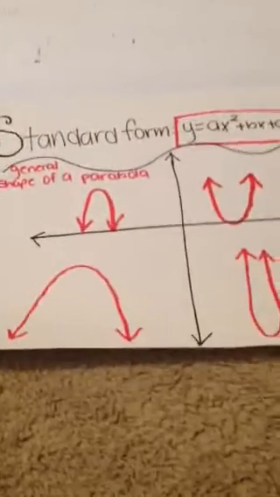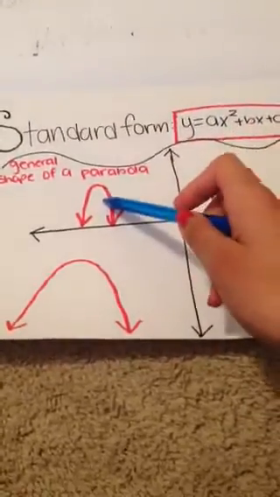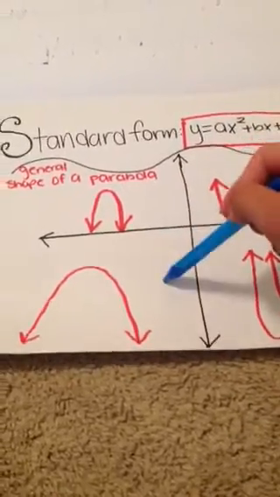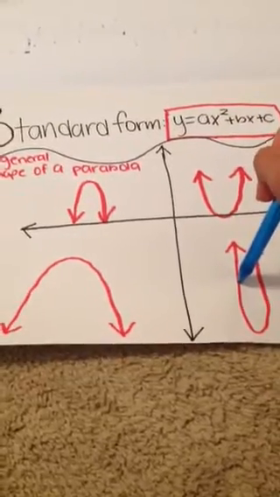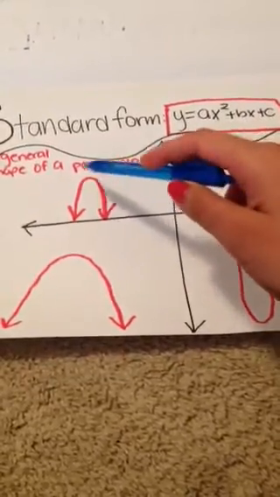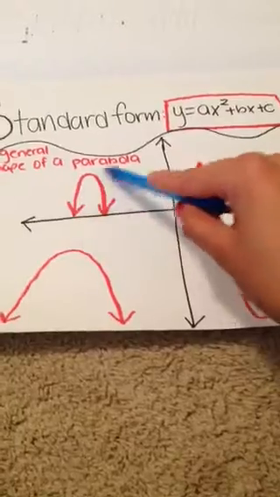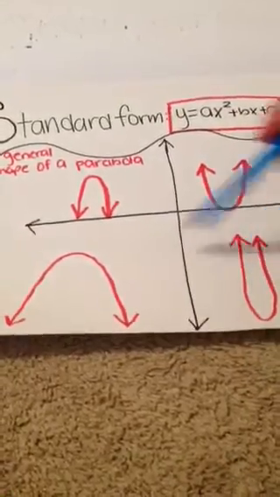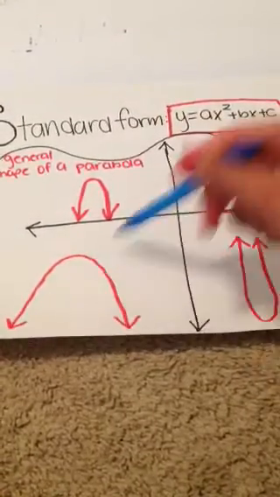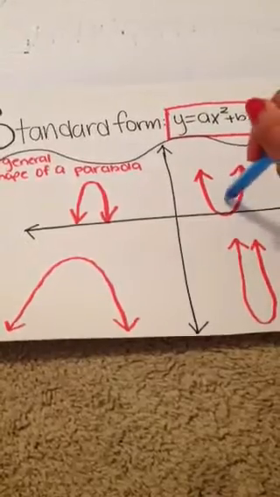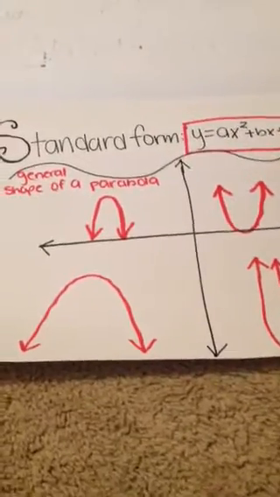Now here I have drawn out some basic general shapes of a parabola. You can have a parabola facing down, facing up, facing down, and facing up again. These are just some general shapes. It can be more narrow, more wide, or more steep. It just depends how it all comes out to play. Moving on to the next slide.